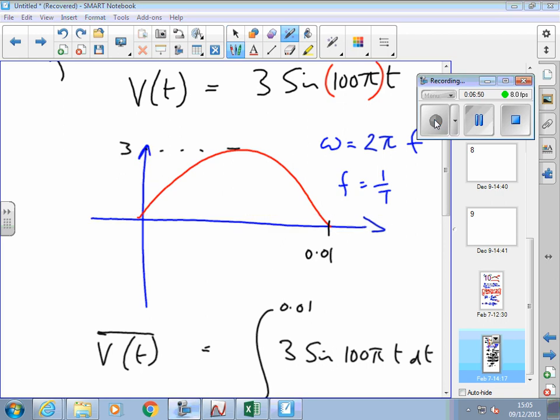So that's 3, and about 1.9 volts will be back here somewhere. So in other words, that is our average voltage, 1.9 volts. We can use integration, in other words, to find average values.